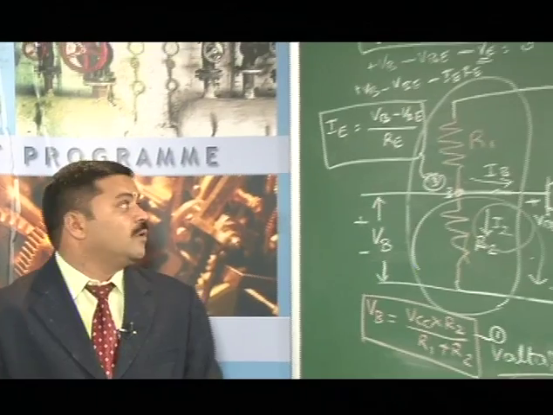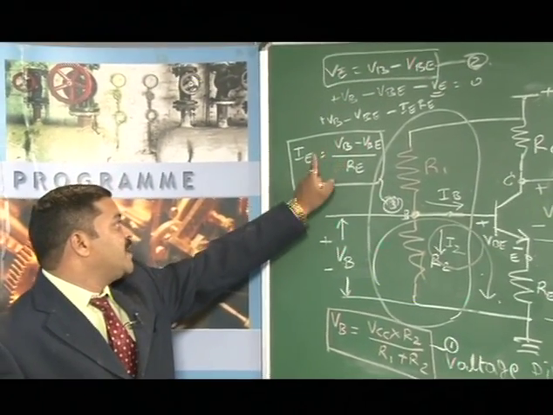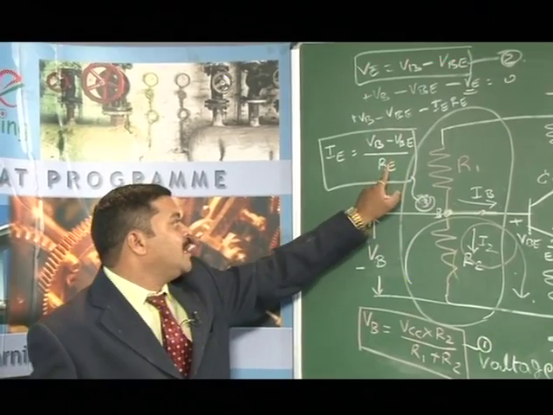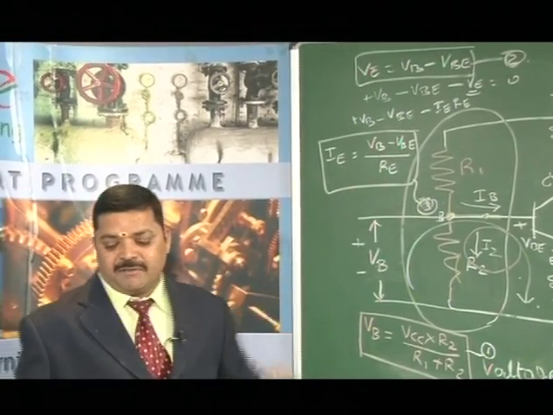We also found out equation number 2, VE is equal to VB minus VBE, and also from that equation IE is equal to VB minus VBE by RE. So, at this point we will stop today, and in tomorrow's session we will continue the same analysis, and we will also study the precise analysis of voltage divider bias network. We will compare, when we change the beta values or the HFE values, what happens to the stability of the operating point in voltage divider bias network.